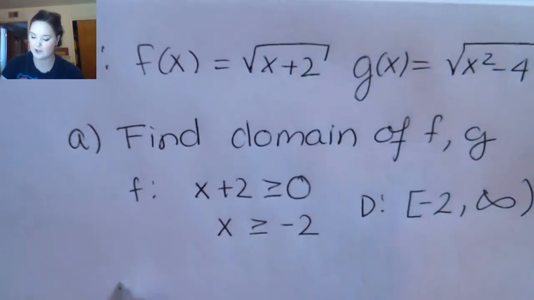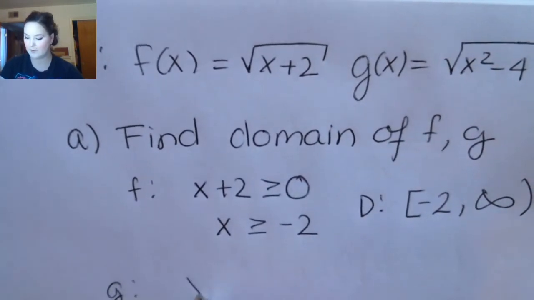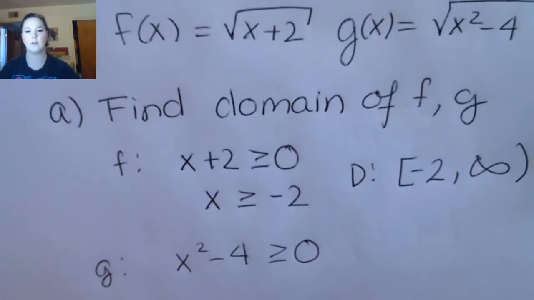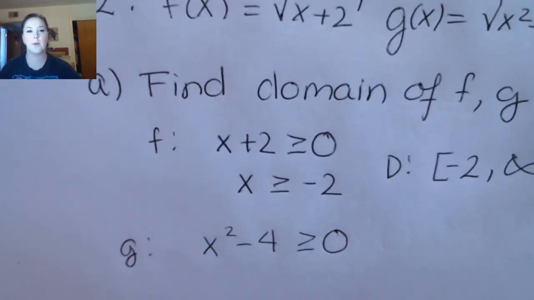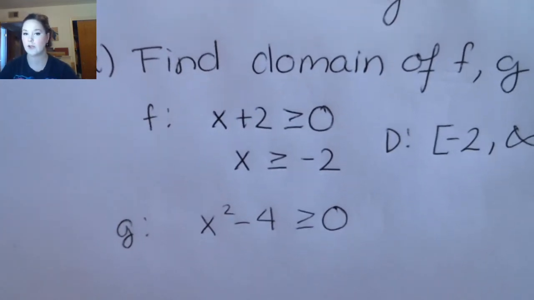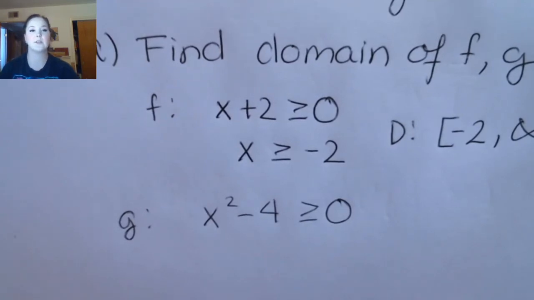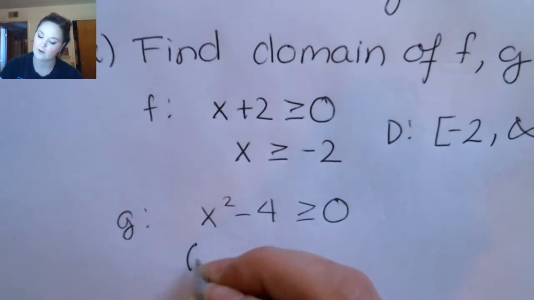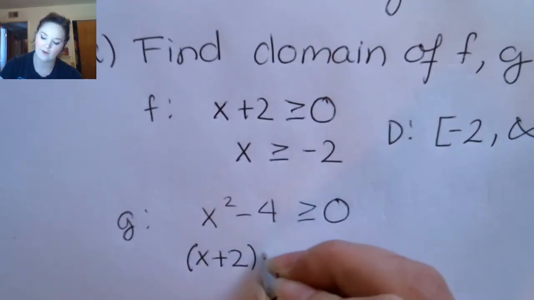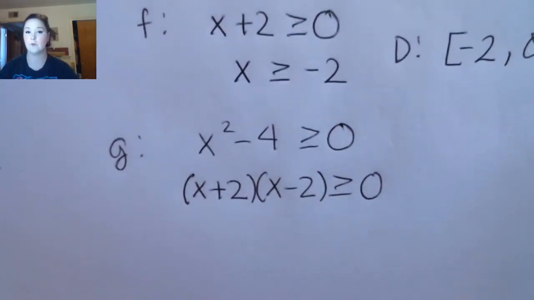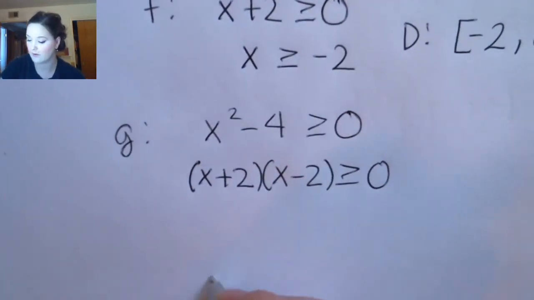All right, so let's look at g. Now we want x squared minus 4 to be greater than or equal to 0. I'm going to remind you that this is the kind of stuff that we did in S.15, where we were talking about polynomial inequalities. Just because this is in a different context doesn't mean that you would solve this any differently. So you would still factor, and you would still make a sign chart.